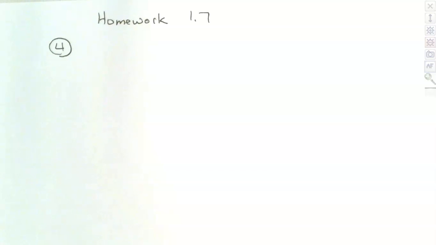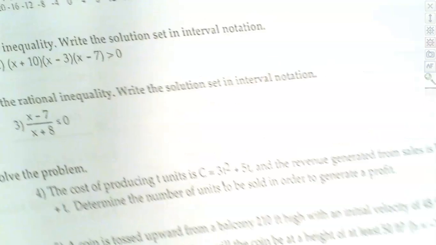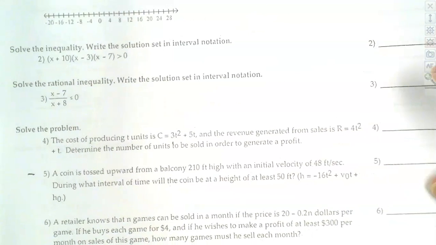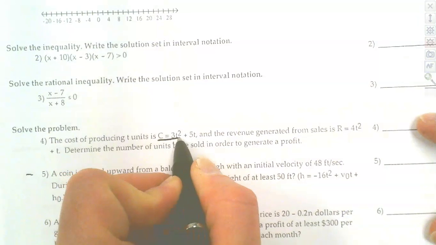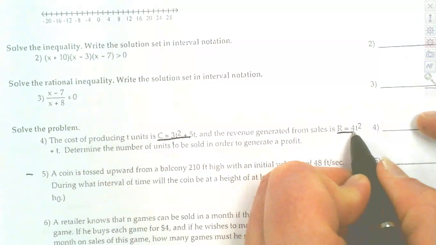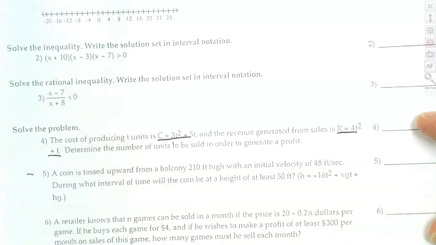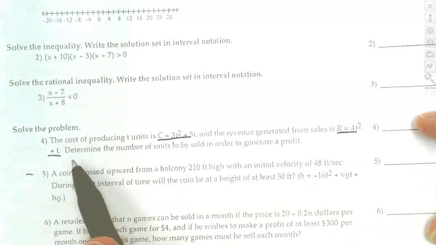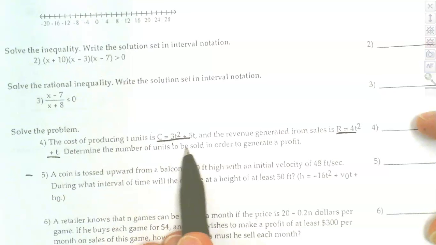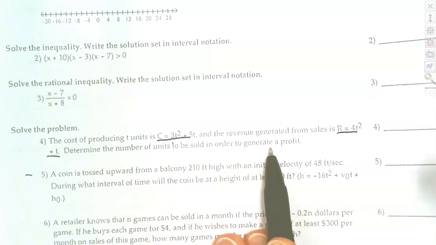So we're now going to look at question 4. We're going to talk about the cost and the revenue. And we want to make sure we make a profit. So we've got our cost here. And we've got our revenue here. Now these are non-linear, so they're going to be curves. And we want to determine the number of units to be sold in order to generate a profit.